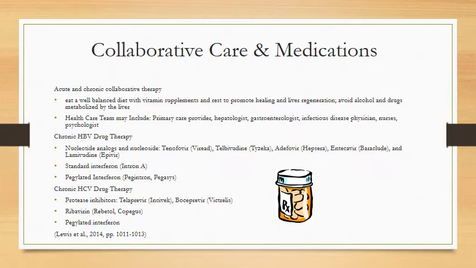Drug therapy for chronic HBV includes nucleotide and nucleoside analogs, including tenofovir, telbivudine, adefovir, entecavir, and lamivudine. You also are going to have your standard interferon and pegylated interferon. Drug therapy for chronic HCV includes protease inhibitors, ribavirin, and pegylated interferon.